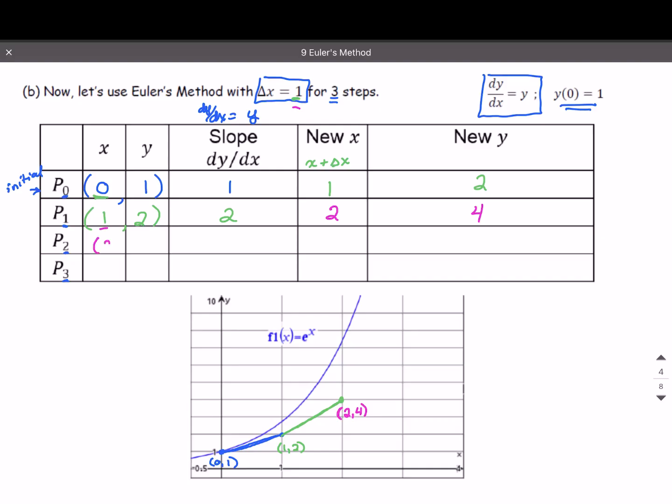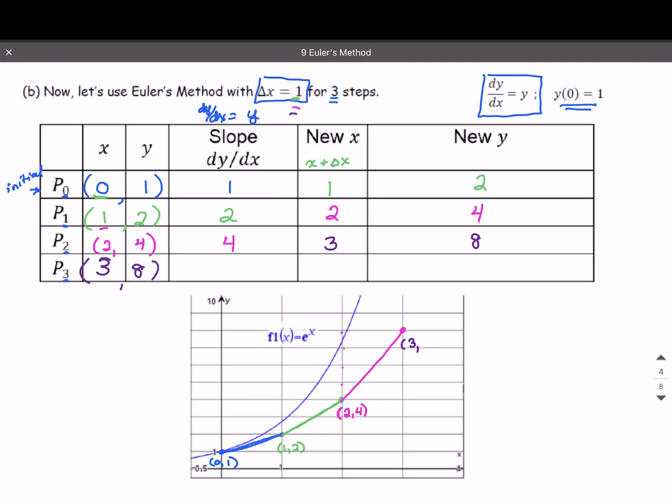Now I'm going to bring this down here because this is our second point that we found. And if this is our point (2, 4), our slope is y, so it's 4. So from this point, we're going to use our slope, rise 1, 2, 3, 4, run right 1, connect, there we go. So now this new point, our x value is 3, right? 2 plus our delta x of 1 is 3, and our y value is now 8. Okay, so we're going to bring that down here. Our point is (3, 8).